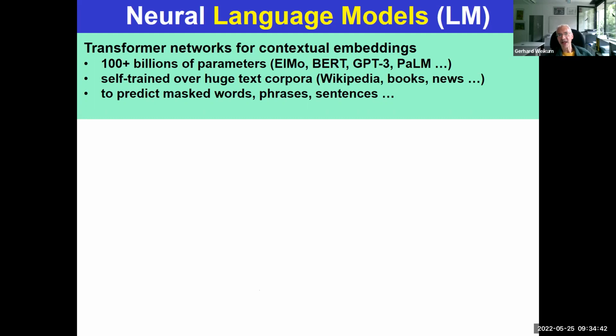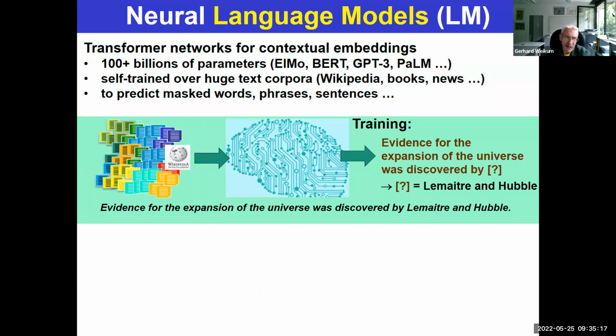These networks are self-trained over huge text corpora: all of Wikipedia, thousands, if not millions of books, huge news archives, scientific articles, let's say all of PubMed on biomedicine, whatever is there. And the training objective is to generate or predict pieces of text that are masked out. This could be individual words, like in BERT, for example, or entire phrases, or even complete sentences or passages, like in a conversational setting. The way this self-training works is by digging into these large text collections that the providers of these big language models have at their disposal.